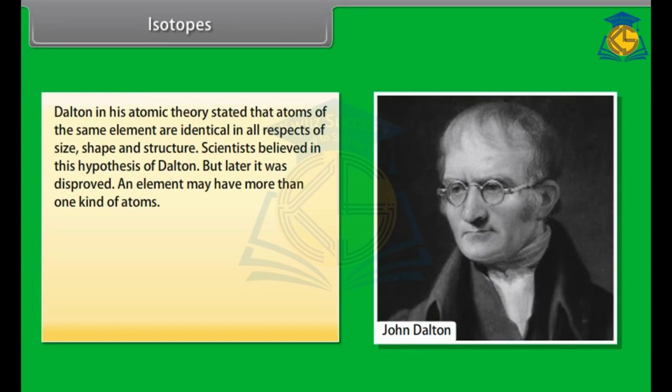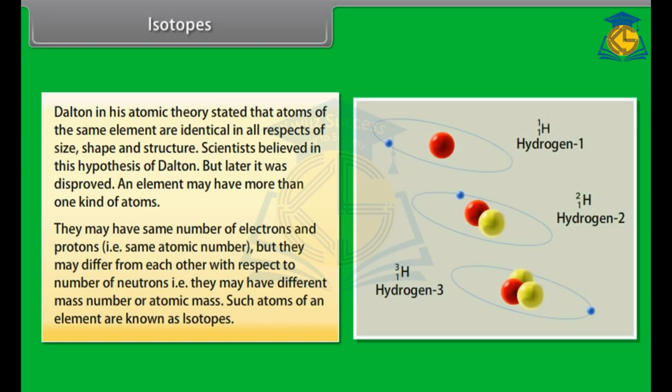Isotopes. Dalton in his atomic theory stated that atoms of the same element are identical in all respects of size, shape, and structure. Scientists believed in this hypothesis of Dalton, but later it was disproved. An element may have more than one kind of atoms. They may have the same number of electrons and protons, that is, the same atomic number, but they may differ from each other with respect to the number of neutrons, that is, they may have different mass number or atomic mass. Such atoms of an element are known as isotopes.